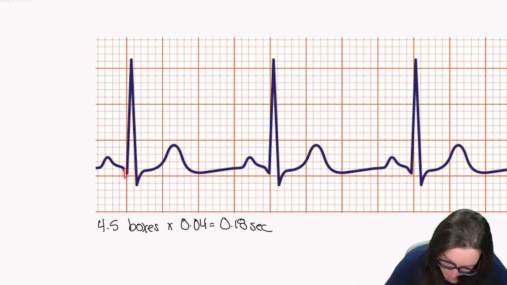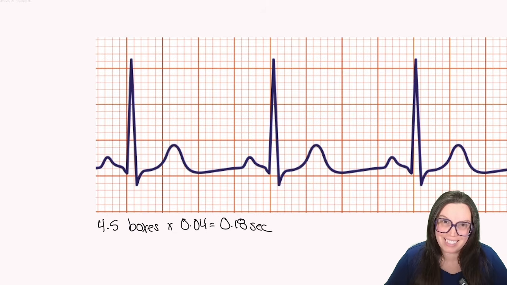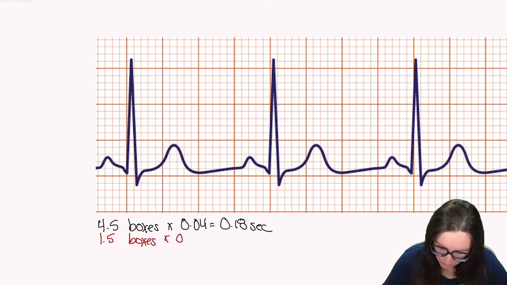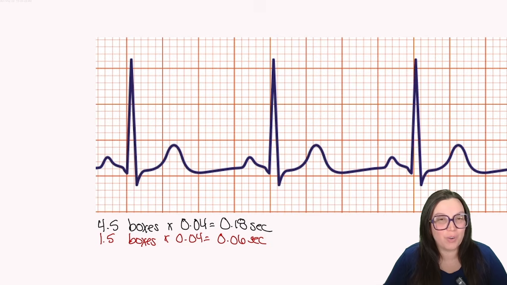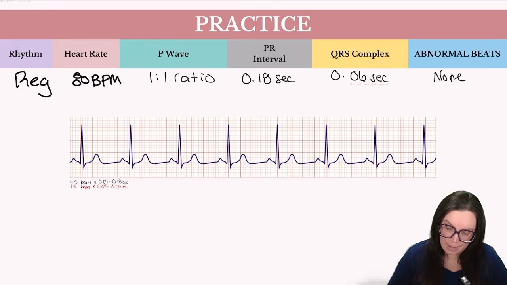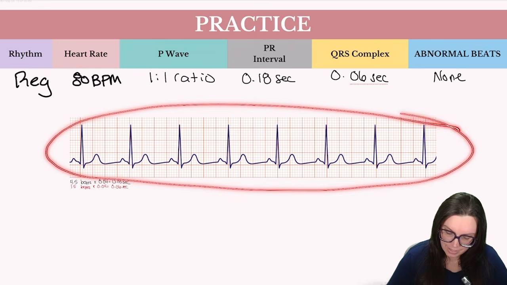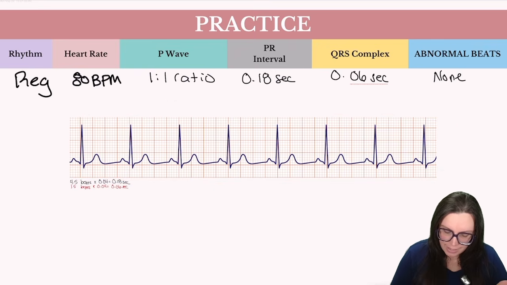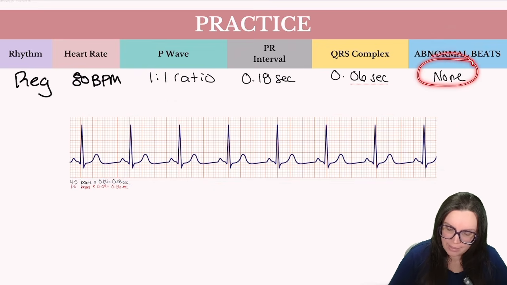Next up, we're going to measure our QRS complex. So again, we're going to start at the beginning of our QRS until right about here at the end of our QRS. So we have about 1, maybe 1.5 boxes for our QRS complex. So 1.5 boxes times 0.04 is going to give us 0.06, leading us to believe that we have a narrow and normal QRS complex. And then lastly, we want to look to see if we have any abnormal beats. So based on looking at our 6-second strip, I don't see anything that's abnormal, so we can go ahead and put none in that category.